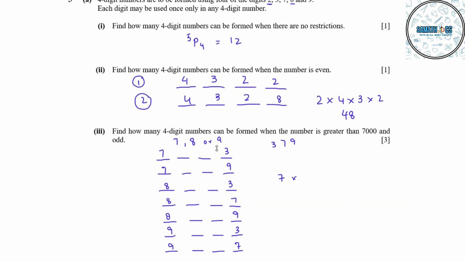And these numbers are fixed. If 2 digits are fixed over here, then at this place there is a possibility of 3 digits, and here the possibility of 2 digits. In all these cases, it would be the same. So simply we'll multiply 7 by 3 and then by 2. 7 3s are 21 and 21 2s are 42. So there are 42 4-digit numbers which can be formed when the number is greater than 7,000 and odd as well.